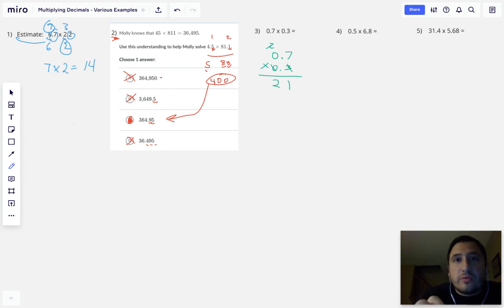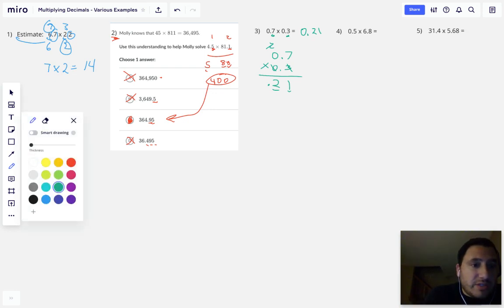Now, how many total digits are behind the decimal points? I have 1 here. I have 1 here. So altogether, there's 2 digits behind the decimal point. So that's 1 digit, 2 digits. That means my decimal point has to go here. My answer to this question is going to be 0.21. I always like to, if it starts with a decimal, write 0 in front, 0.21, or mathematically we'd say 0 and 21 hundredths.